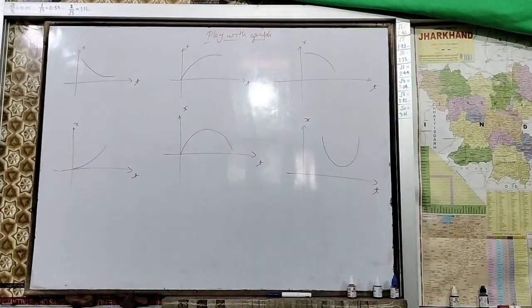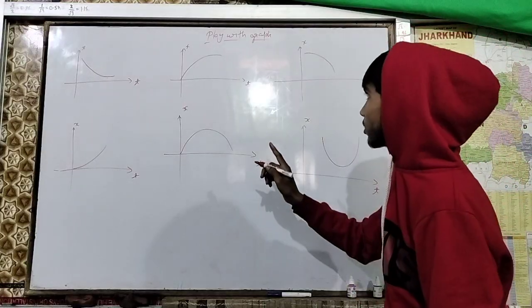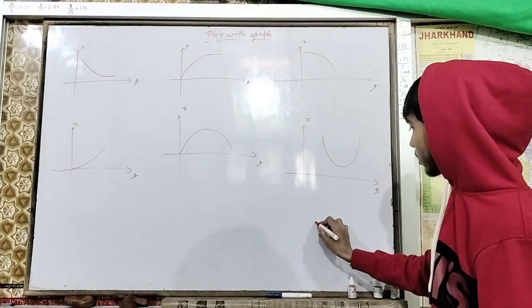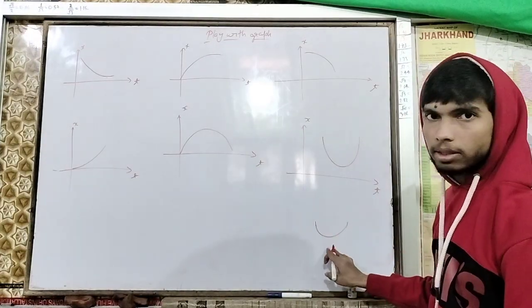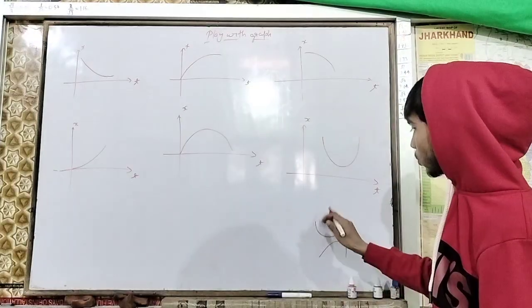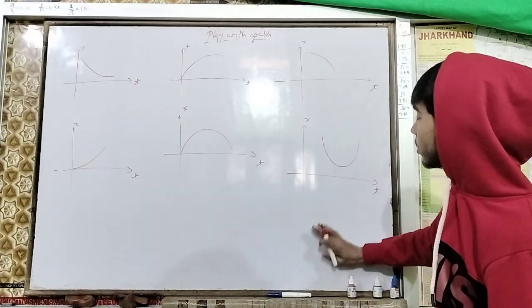We have to find acceleration in these six graphs. Remember, for acceleration in the case of an x-t graph, if the graph is curving like this, our acceleration is positive. If the graph is curving the opposite way, like an upside-down U, that is a negative acceleration.